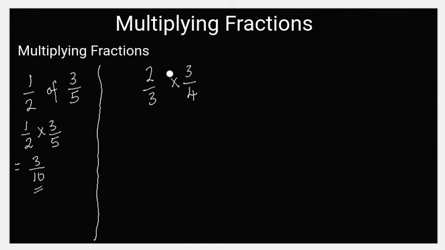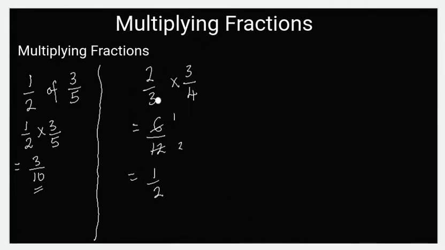Okay, let's multiply it out straight. This will be 6 over 12. And then we can simplify further. If you divide this by 6, you have 1 left. Divide 12 by 6, you have 2 left. So this could be 1 over 2.